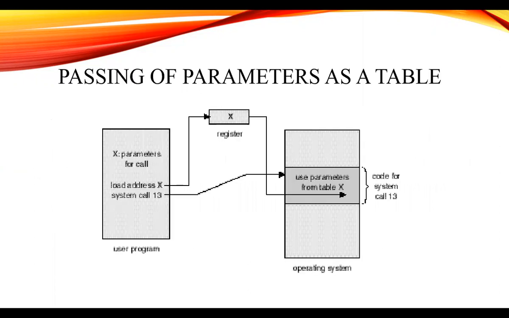This is an example of passing parameters as a table. Here, X is a register and it contains the data. The program passes the data in the register X to the operating system. It is done by the system calls. From that, it takes the address, and from the address, it may take the data during execution.